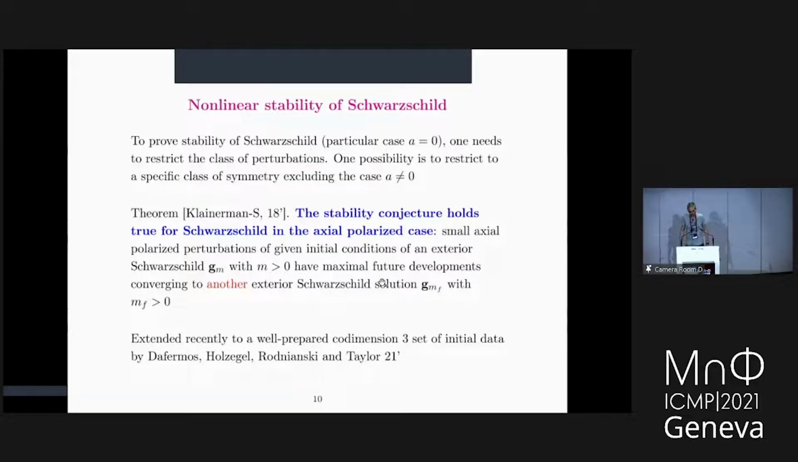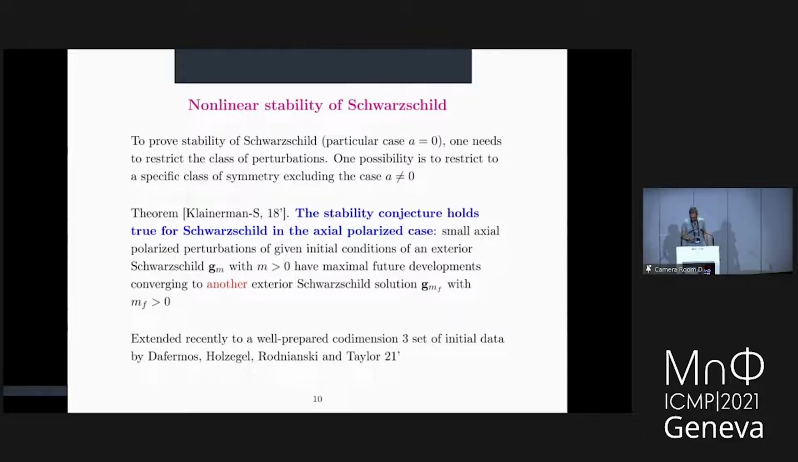And I should mention that this was recently extended to a well-prepared codimension 3 set of initial data by remarkable work by Dafermos, Holzegel, Rodnianski, and Taylor. And here it's important to understand that codimension 3 set of initial data is actually optimal. You cannot do better than that.